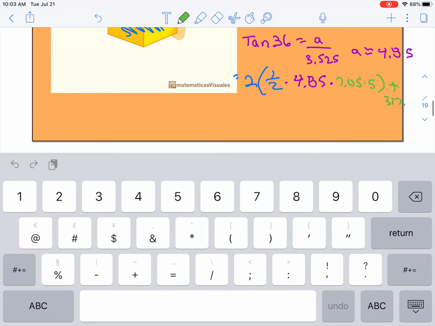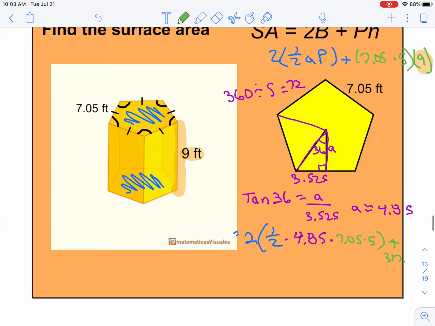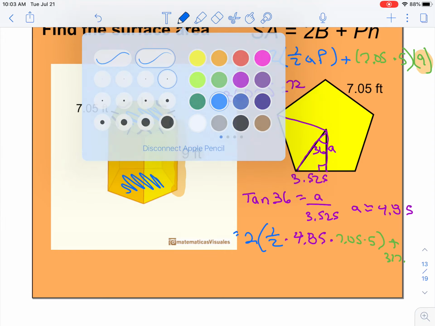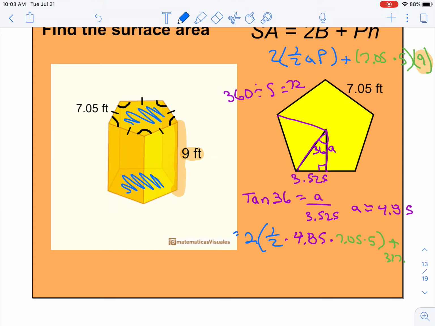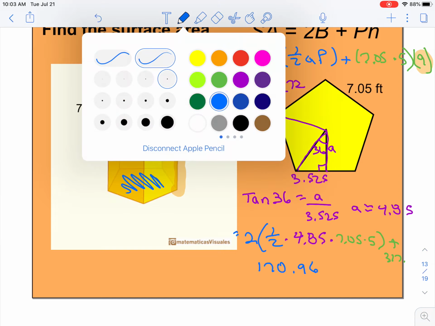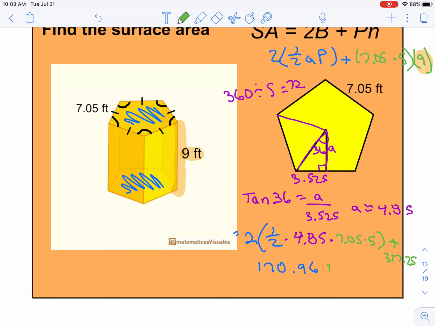Okay, sorry about that. All right, so now if I add all of these together, this base area gives me 170.96 plus the 317.25. So that gives me a surface area equal to 85.48 feet squared.